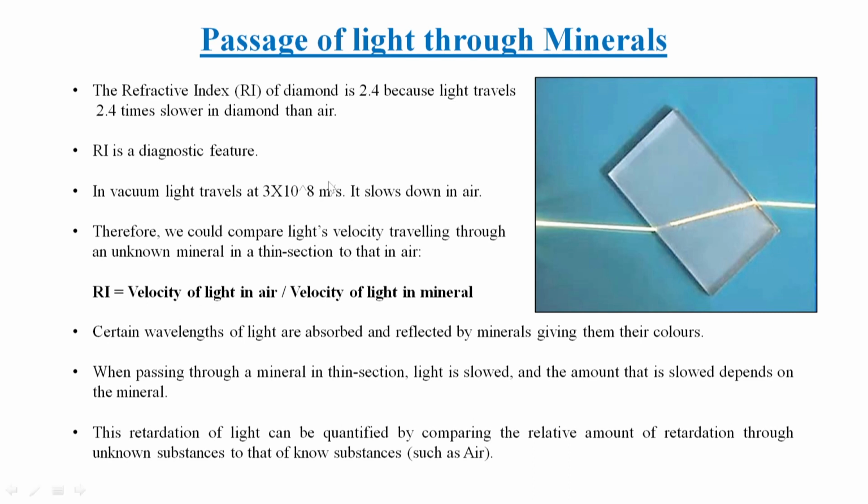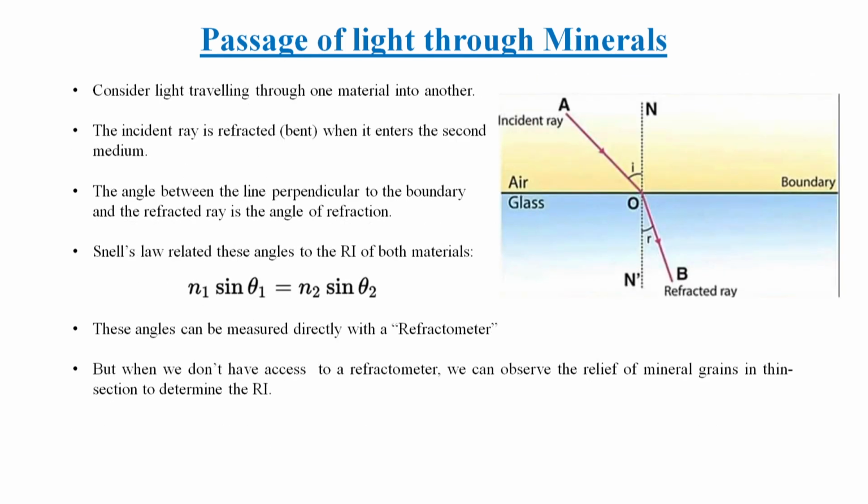When passing through a mineral in thin section, light is slowed down, and the amount that is slowed depends on the mineral. So it is the refractive index of the mineral that is controlling the velocity of the light. This retardation of light can be quantified by comparing the relative amount of retardation through unknown substances to that of known substances such as air. Simply, the velocity of light in air divided by the velocity of light in the mineral will give you the refractive index. But if you are looking at a mineral under the microscope, you are not always able to quantify it like we can with this equation.